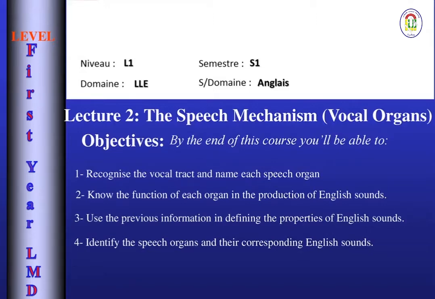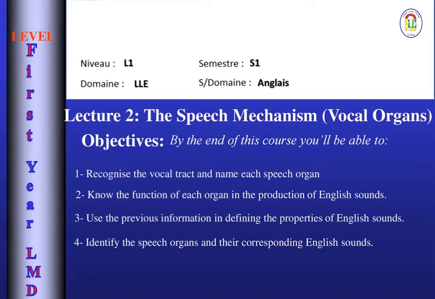By the end of this course, you will be able to recognize the vocal tract and name each organ of speech, and know the function of each organ in the production of English sounds. Second, you will be acquainted with the function of each organ of speech in the production of English sounds. Third, you can use this information in defining the properties of English sounds, whether you describe vowel sounds or consonantal sounds. Finally, you can identify the speech organs and their corresponding English sounds and how we produce those sounds using our speech organs.